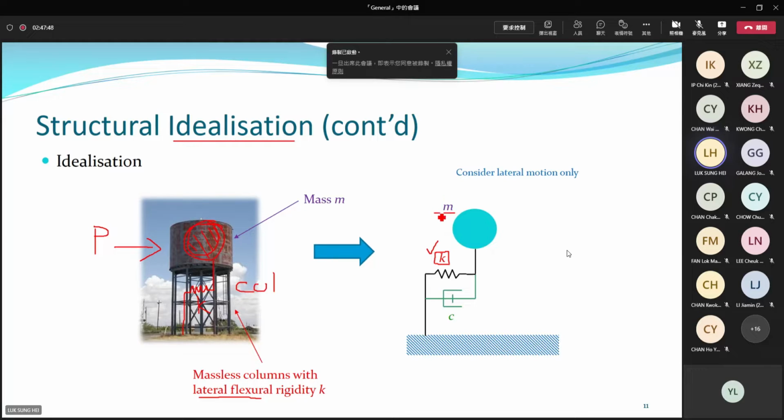So in this line, you know what M is. M just means the mass. You know what K is. K means the stiffness. Then what about the last item? C.